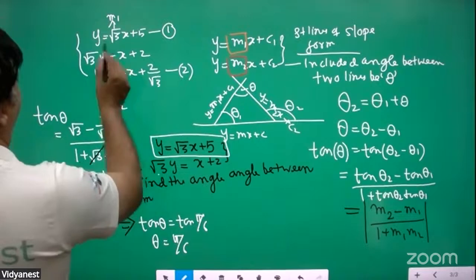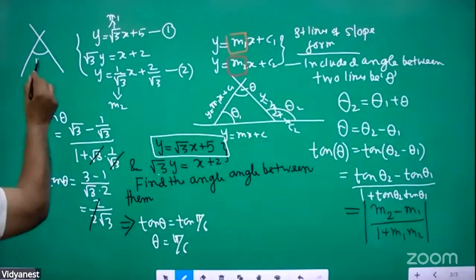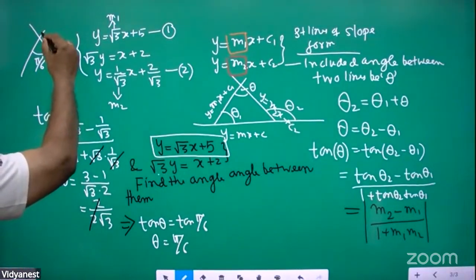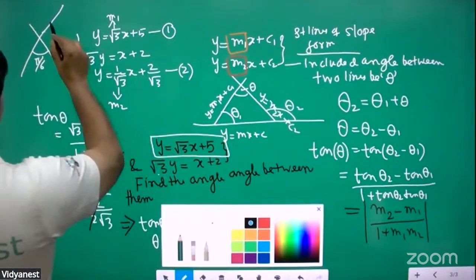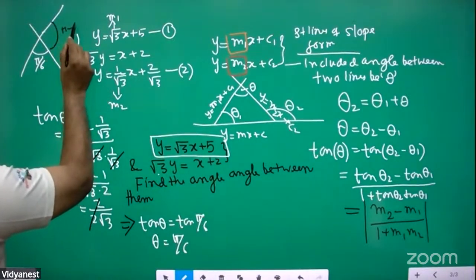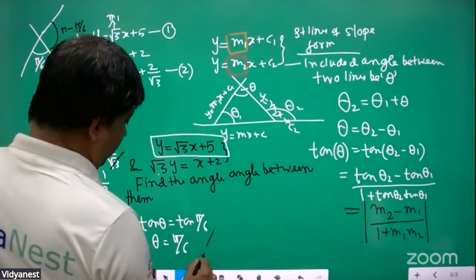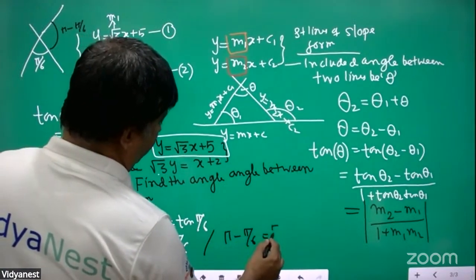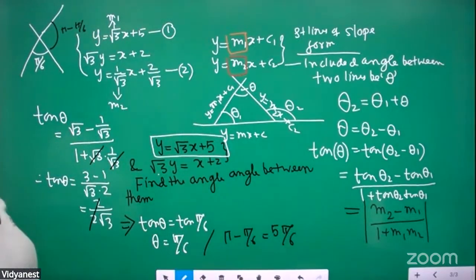So if you get two angles like this, suppose you have got the interior angle as pi by 6, then the other angle, the exterior angle, will be pi minus pi by 6. Theta or pi minus pi by 6, that is 5 pi by 6. This is the way we can find the angle between two lines.